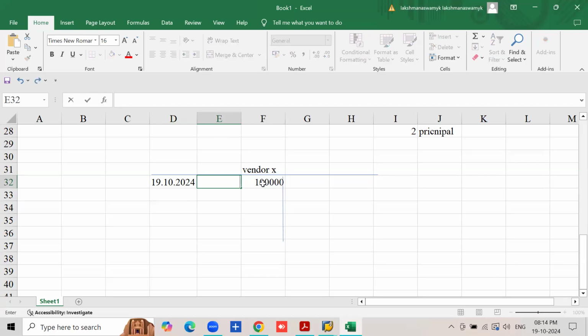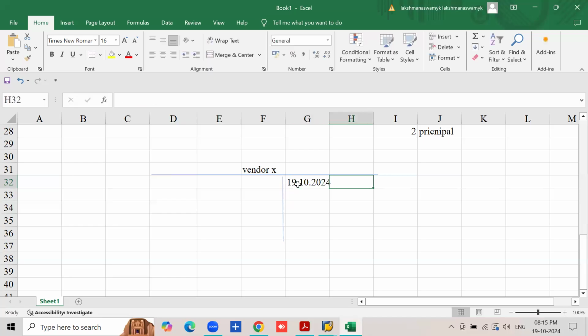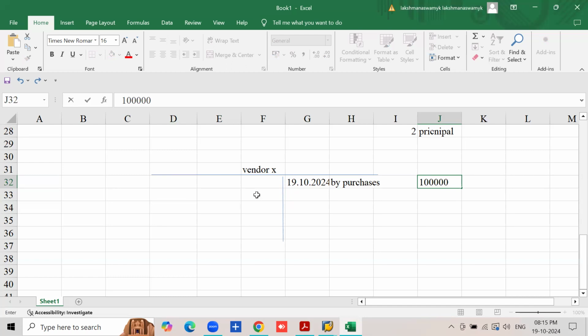So, it is credit, no? Vendor invoice credit, right? So, on 19/10/2024, by purchases or by raw material, 1 lakh, right? So, vendor said we have to make the payment on 30th day. He has given 30 days credit, right? And also he said, if we make the payment after 30 days, we have to pay interest of 2%, right?